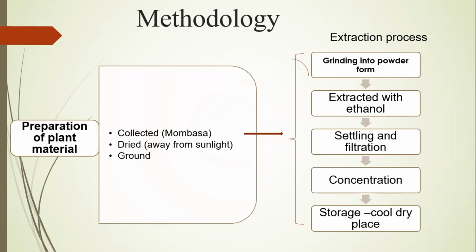Methodology: the plants were collected in Mombasa during the day. They were brought to Kenyatta University. They were dried in the shade, away from sunlight. They were identified in the herbarium. They were ground into powder. They were extracted with ethanol, filtered, and then concentrated using a rotary evaporator at reduced pressure. Then stored in a cool dry place for future use.